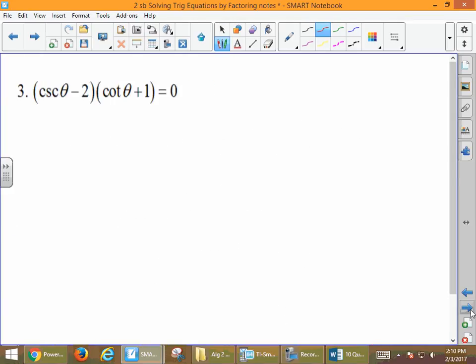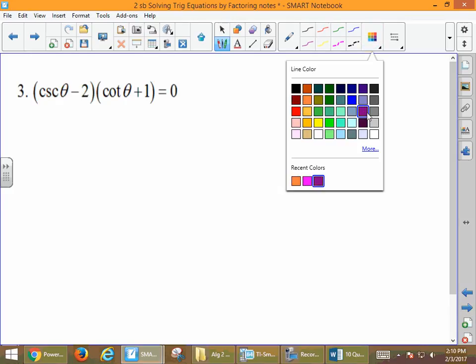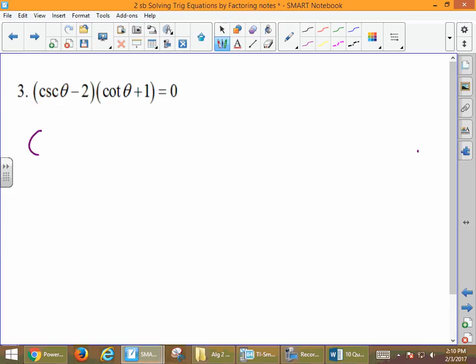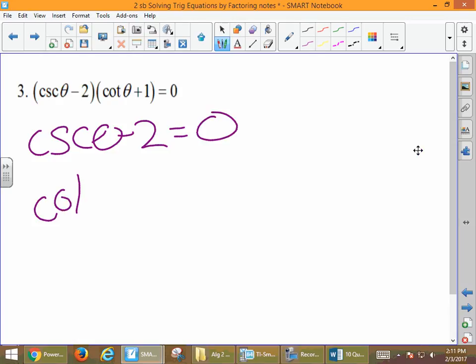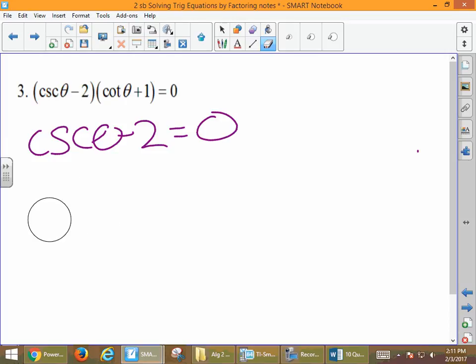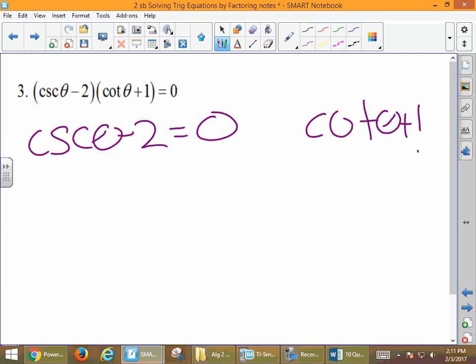And so, starting with this second one, a nice thing about this one is it's already factored for us. So we don't have to worry about that stuff. There's nothing new that we need to do. So what should we set both of our factors equal to? 0. So I'm going to change my colors and get a nice pretty color going. So we got cosecant of theta minus 2 equals 0. And actually, I'm going to write it over here. Cotangent of theta plus 1 equals 0.